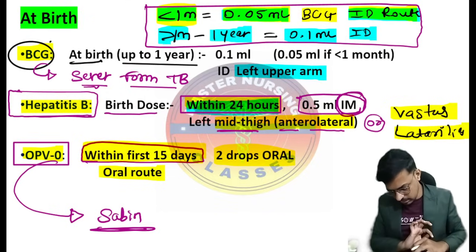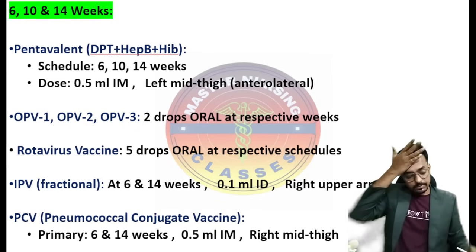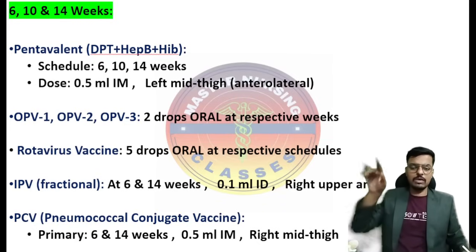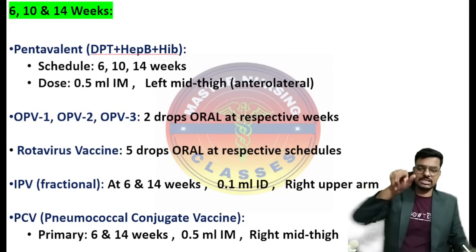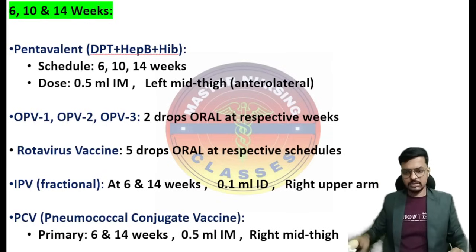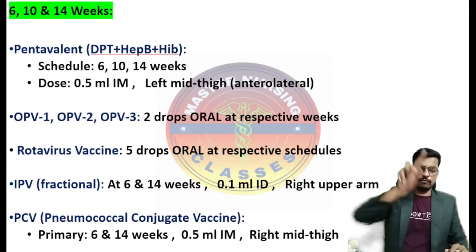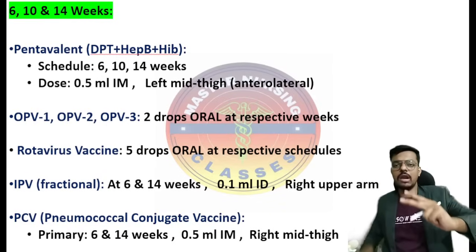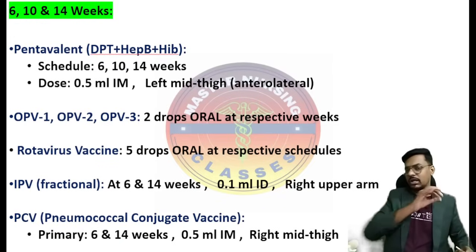Okay, so here comes the next immunization schedule: vaccines that we will give at the 6th, 10th and 14th week. Penta we are giving at 6, 10 and 14. OPV we are giving at 6, 10 and 14. Rota we are giving at 6, 10 and 14. But IPV we will give at 6 and 14. At 10, no IPV. PCV we will give at 6, then directly 14. At 10, no PCV.